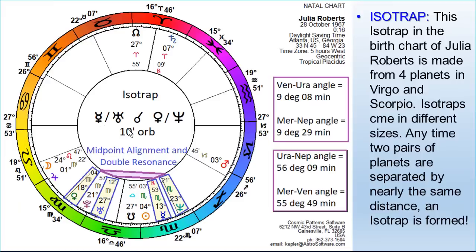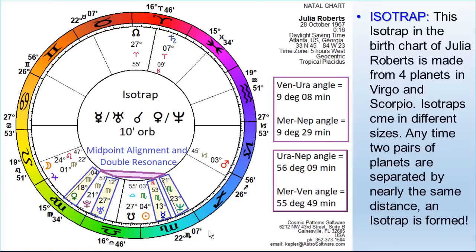Also, in a midpoint isotrap, the diagonal lines have the same length. That means the distance from Venus to Mercury and from Uranus to Neptune is also the same. If we look at the aspect grid, we'll see the Uranus-Neptune angle is 56 degrees 9 minutes. The Mercury-Venus angle is 55 degrees 49 minutes. What's the difference between these two? How much angular difference is there between 56 degrees 9 minutes and 55 degrees 49 minutes? 20 minutes. Half of 20 minutes is 10 minutes, which is the orb of the midpoint to midpoint.